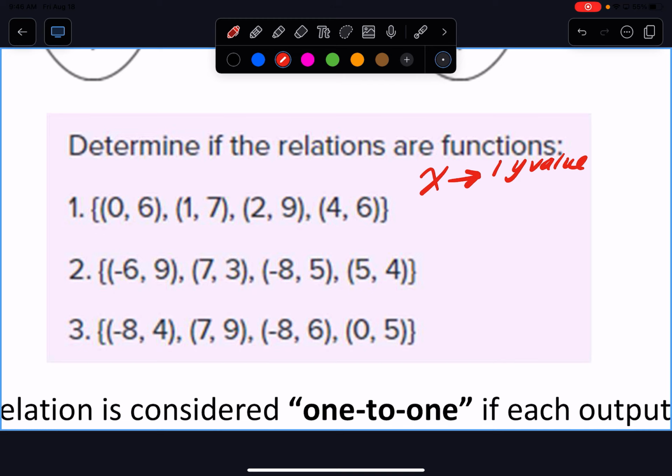Is that a yes? It's a function. x isn't listed twice. That's honestly the easy way to do it. If x is listed twice, the x is pointing to 2 places. So yes, it's considered a function.